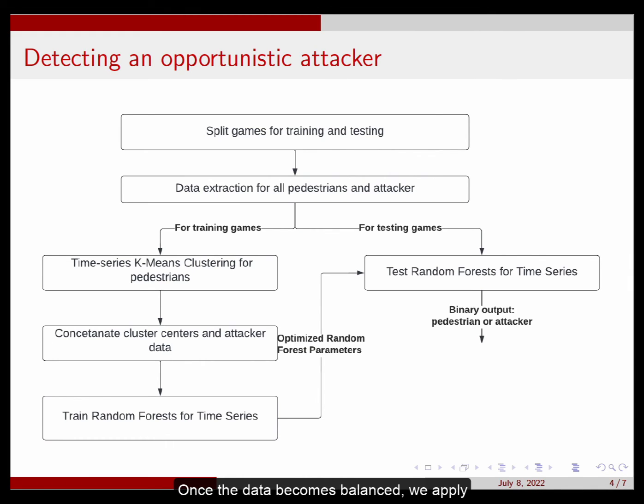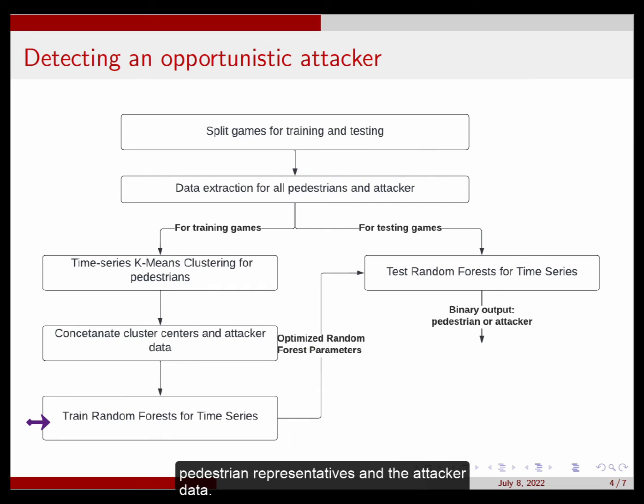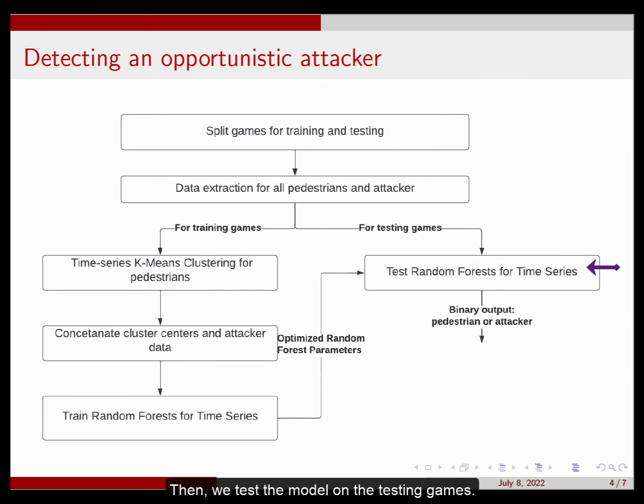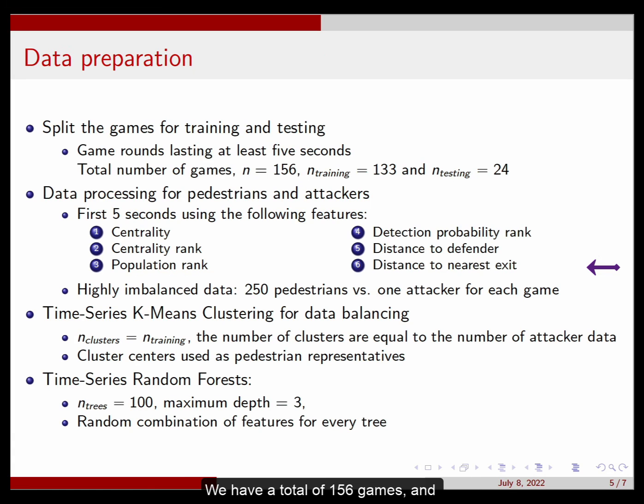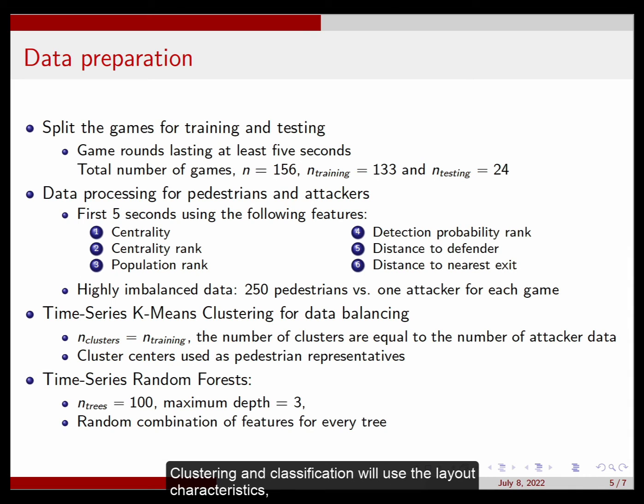Once the data becomes balanced, we apply random forests for time series to pedestrian representative and the attacker data. Then we test the model on the testing games. We have a total of 156 games and 24 are separated for testing. For clustering and classification, we use the layout characteristics that are centrality rank, population rank, and detection probability rank.